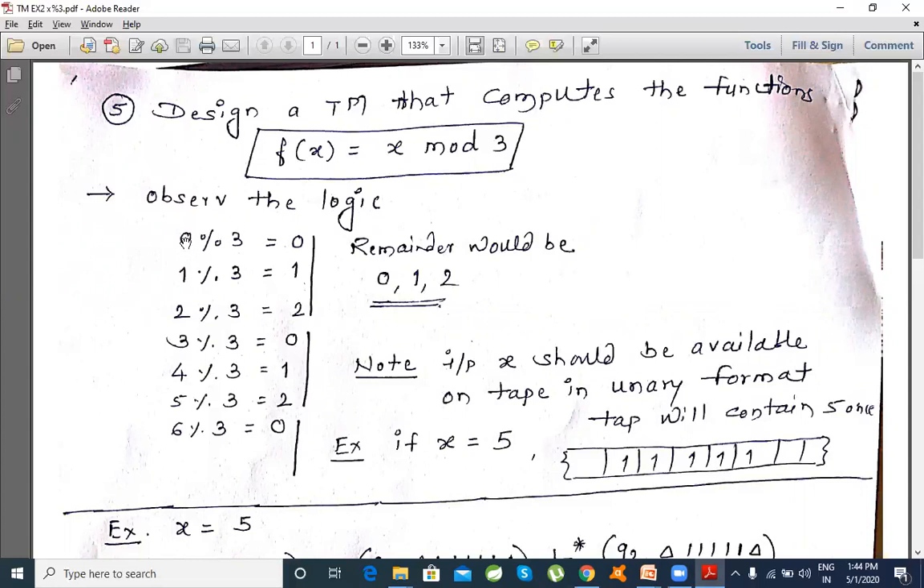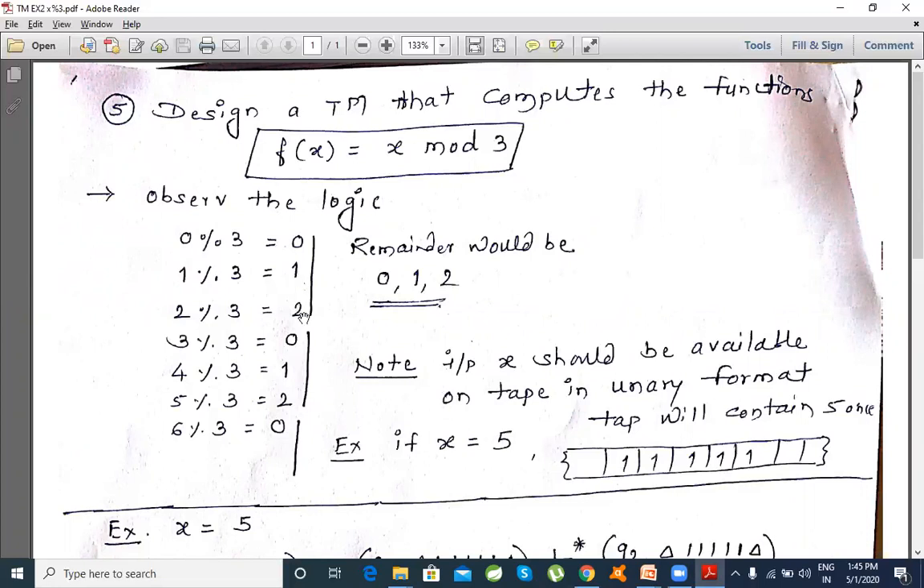If you observe the pattern, 0 mod 3 gives the remainder 0. 1 mod 3 gives the remainder 1. 2 mod 3 gives the remainder 2. Thereafter, 3 mod 3 gives 0 again, 4 mod 3 gives 1 as the remainder, and 5 mod 3 gives 2 as the remainder. And henceforth this continues. So for whatever natural number, if you take the mod, you get the remainder as 0, 1, or 2.